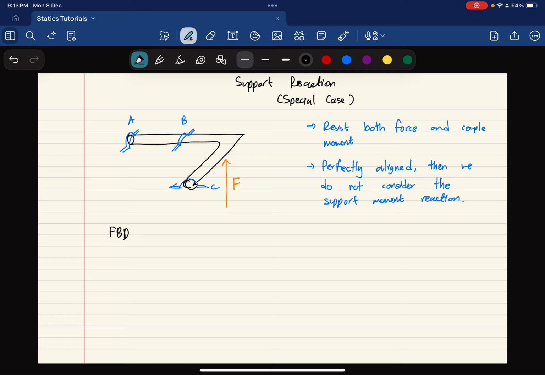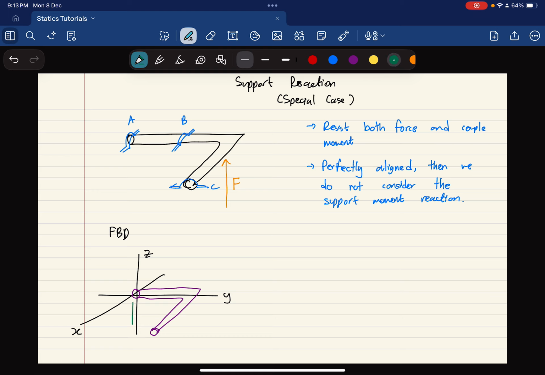So what I mean to say is that let's say we draw the free body diagram of the example above, with their respective axes X, Y, and Z. I'm going to use a purple color just to make it easier to visualize. And for journal bearing A, we have the support reaction forces AZ and of course AX.